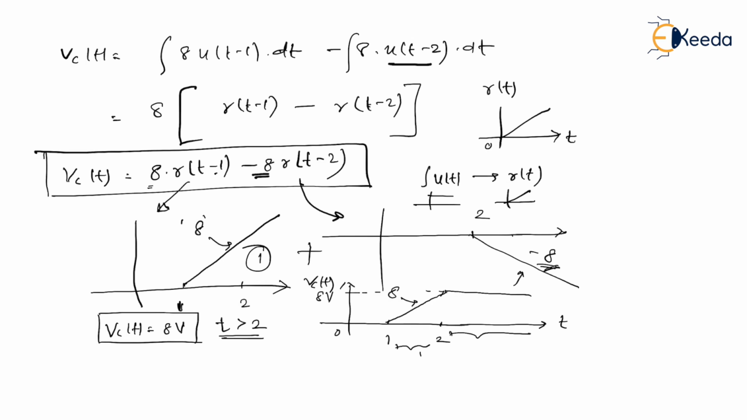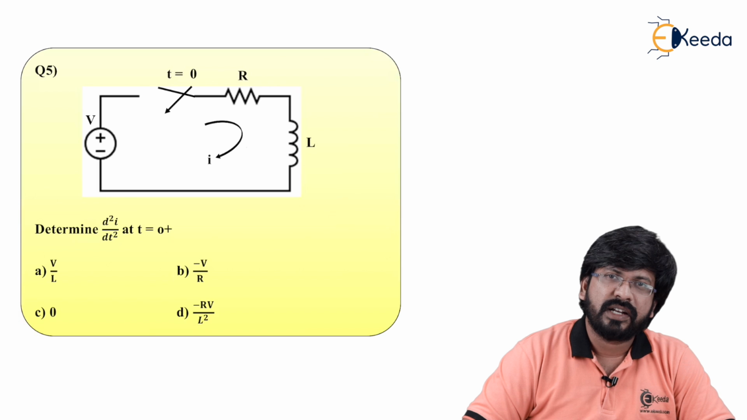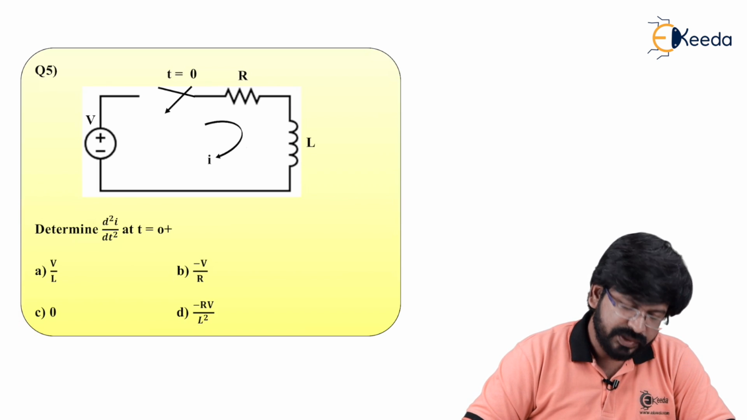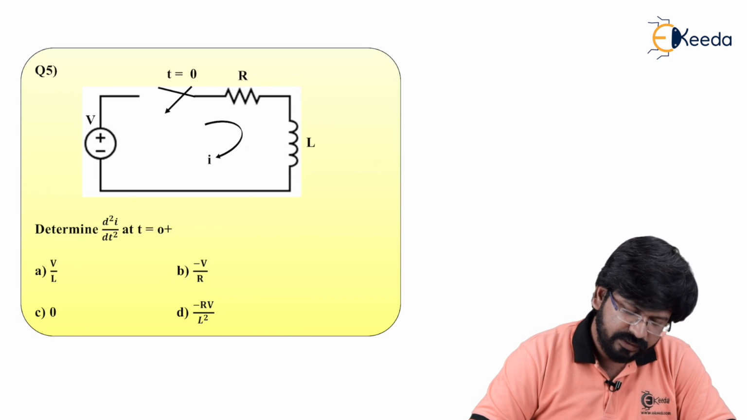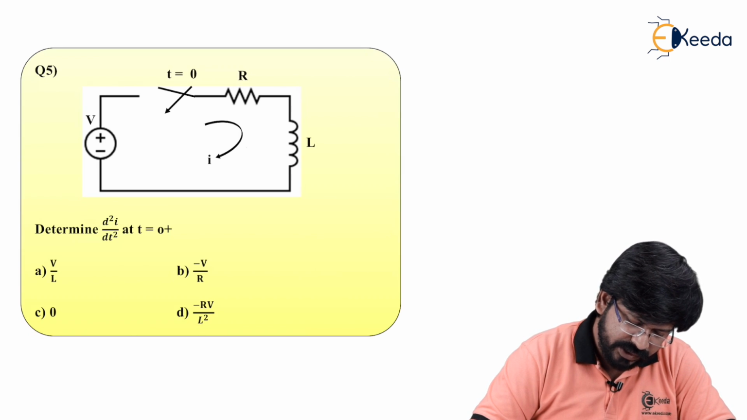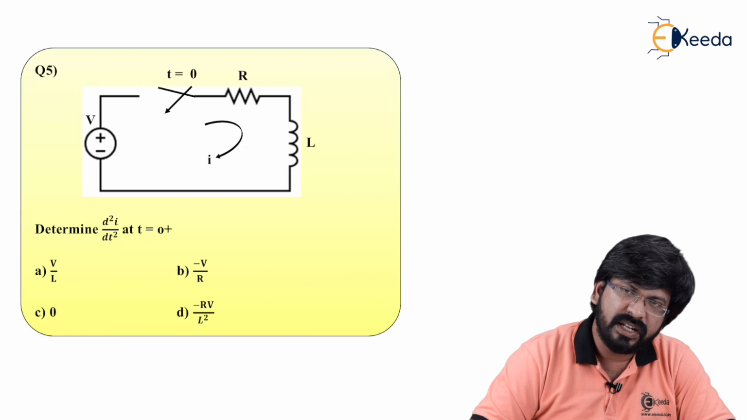So this is our final answer. I'm sure you have understood this problem. Let's move to the next problem now. Question number 5 is displayed on your screen. Determine d square I by dt square at t equal to 0 plus. It is a series RL circuit, right? And some options are given. Let's see how we can deal with this.